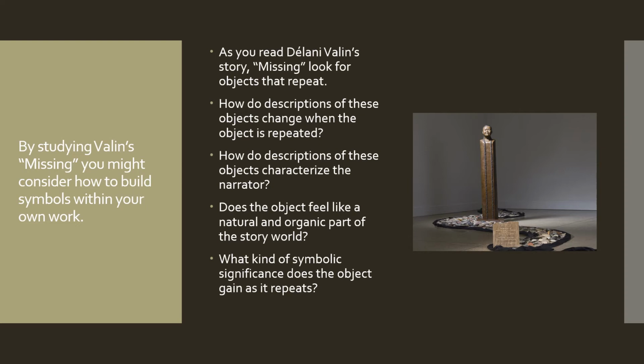And by studying Valin's short story Missing, you might consider how to build symbols within your own work. So as you read this short story Missing, look for objects that repeat. How do descriptions of these objects change when the object is repeated? And how do descriptions of these objects characterize the narrator? Does the object feel like a natural and organic part of the story world? And what kind of symbolic significance does the object gain as it is repeating itself?